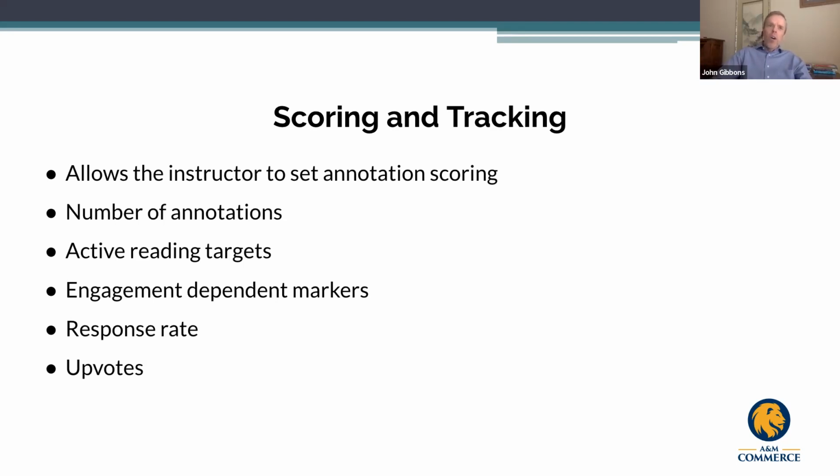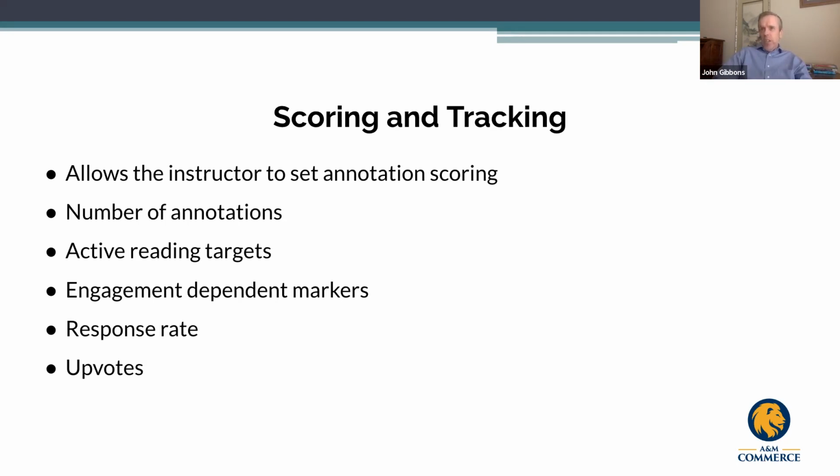That's how long they are actively reading, as opposed to, say, hovering over one page. Again, I didn't use this because I wasn't quite sure how the active reading grading worked. You can do engagement dependent markers: how much do they engage with other students? What do students get as a response rate? And what kind of upvotes and downvotes do students use?